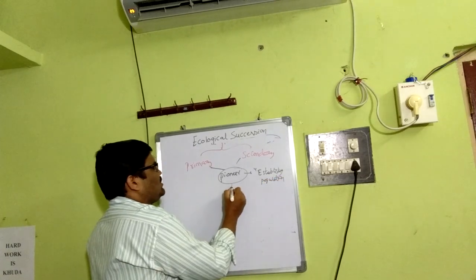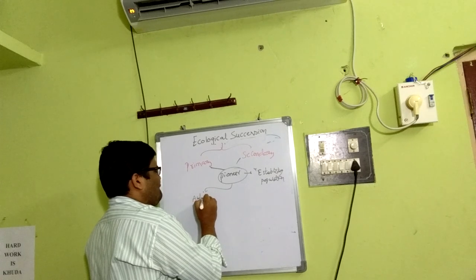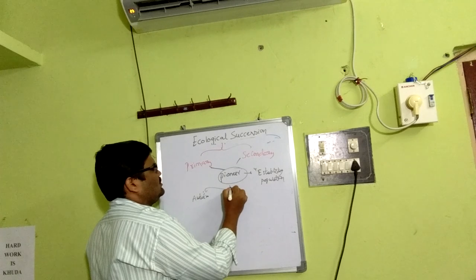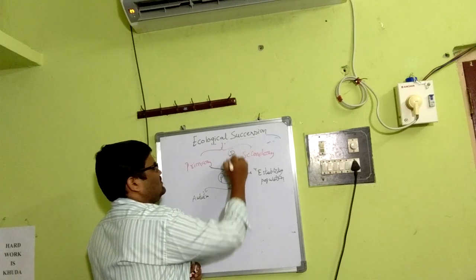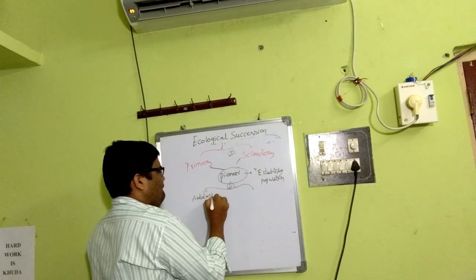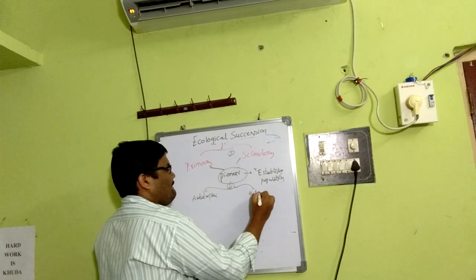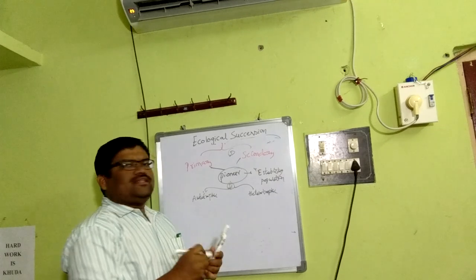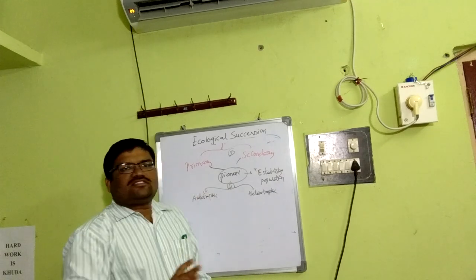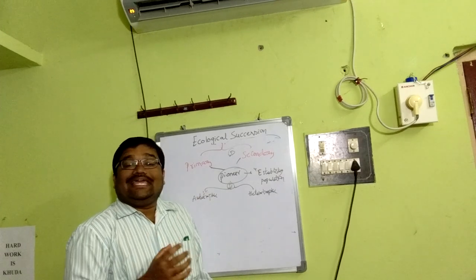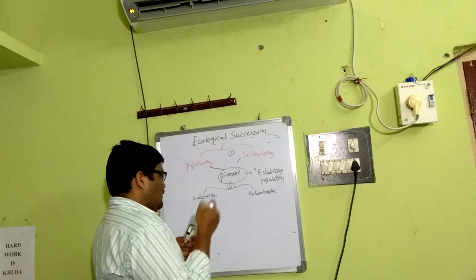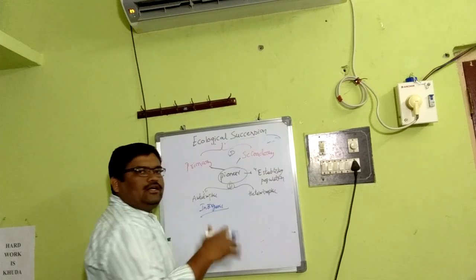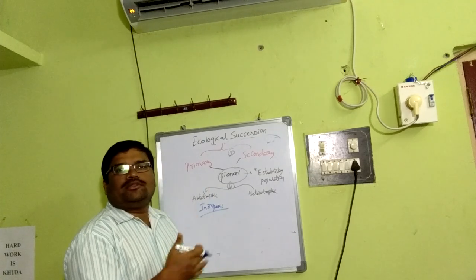Then another subclassification, what we call the second grade of ecological succession: autotrophic and heterotrophic. Autotrophic succession predominantly occurs in an inorganic environment, and as the word implies, it is dominated by the autotrophs.